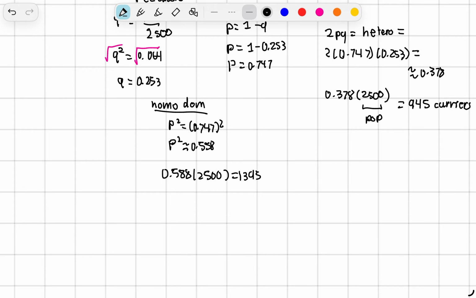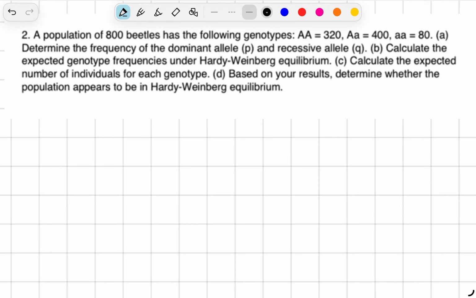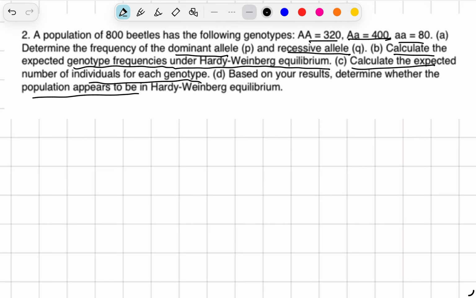So now for our second question, we have a population of 800 beetles with the following genotypes: AA is equal to 320, Aa is 400, and aa is 80. We want to find the dominant allele frequency and the recessive allele frequency, calculate the expected genotype frequencies under Hardy-Weinberg equilibrium, calculate the expected number of individuals for each genotype, and then determine whether the population appears to be in Hardy-Weinberg equilibrium.